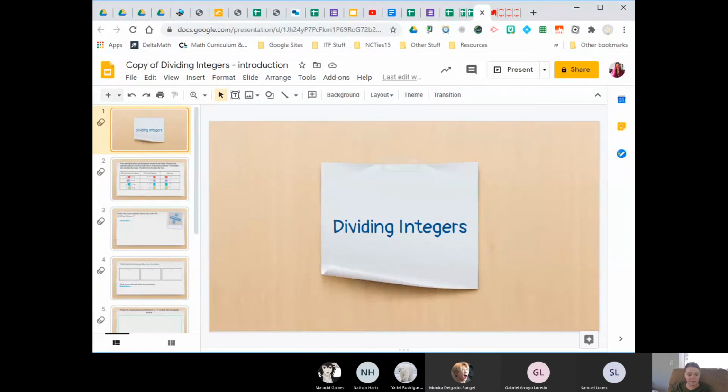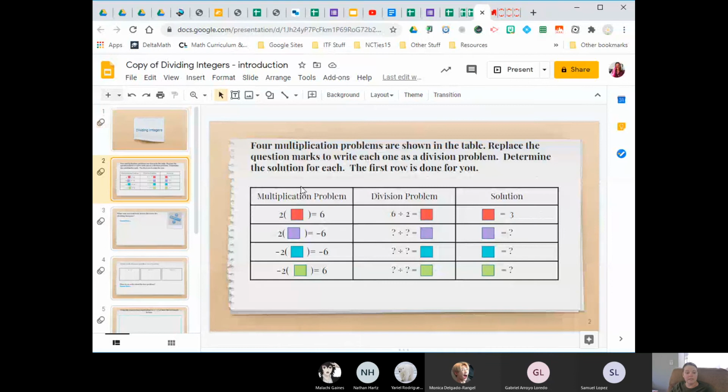All right, so assignment number 1, and I'm saying number 1 because you do have a couple today. So you have this dividing integers assignment. The first slide you're going to do work on, you can see the colored squares here. And what it wants you to see is that you're going to replace the question marks to write each one as a division problem. So where the blocks are, that is where your question mark is, or that is what you're trying to find.